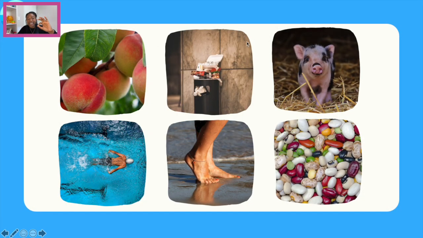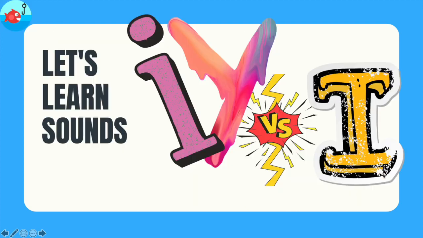We have peach, E, bin, I. Well, if you are from America, maybe you're not used to the word bin, but British people call this a bin. Pig, swim, feet, bean, alright, or beans. So let's take a look.